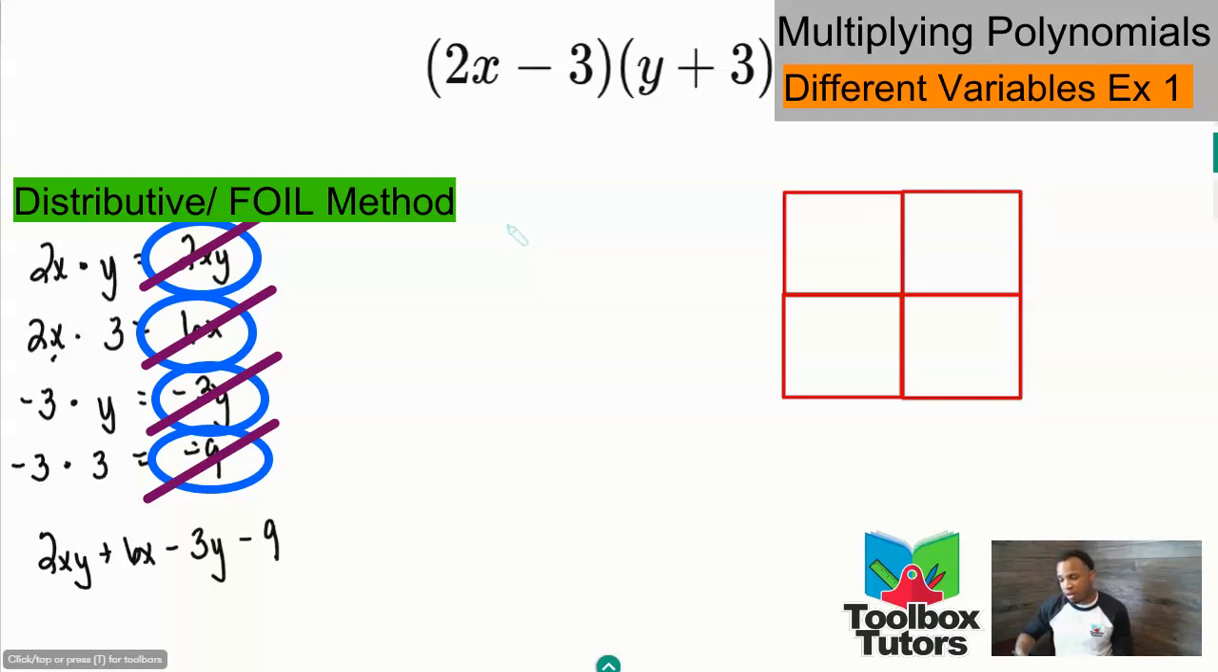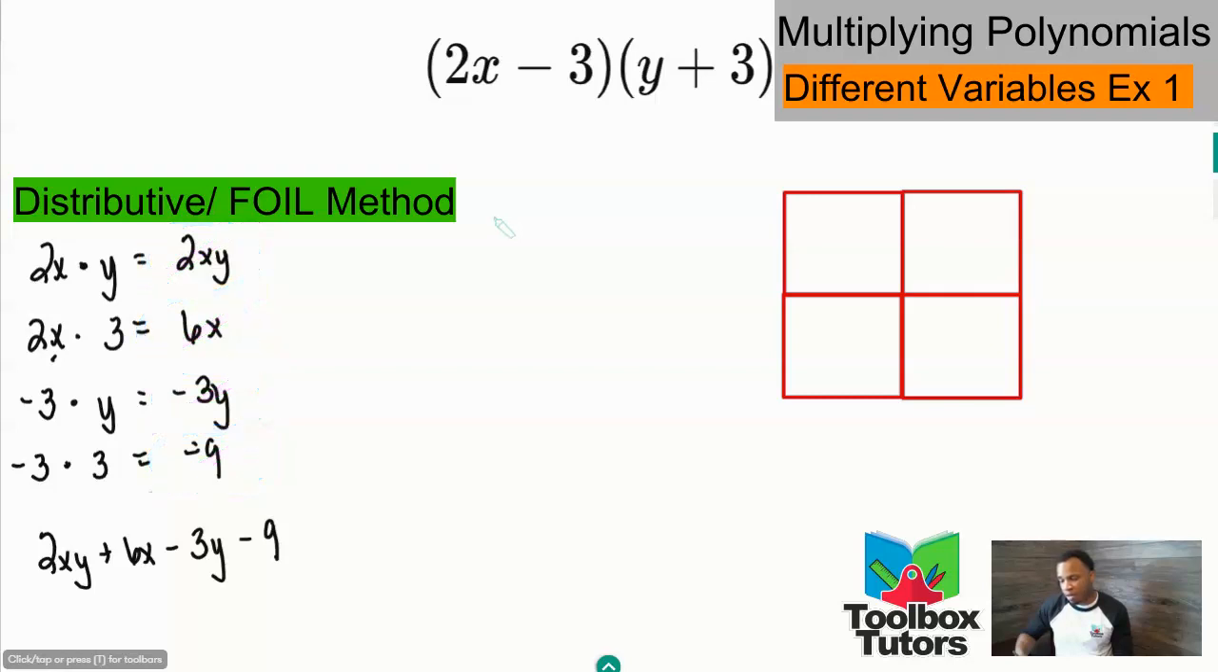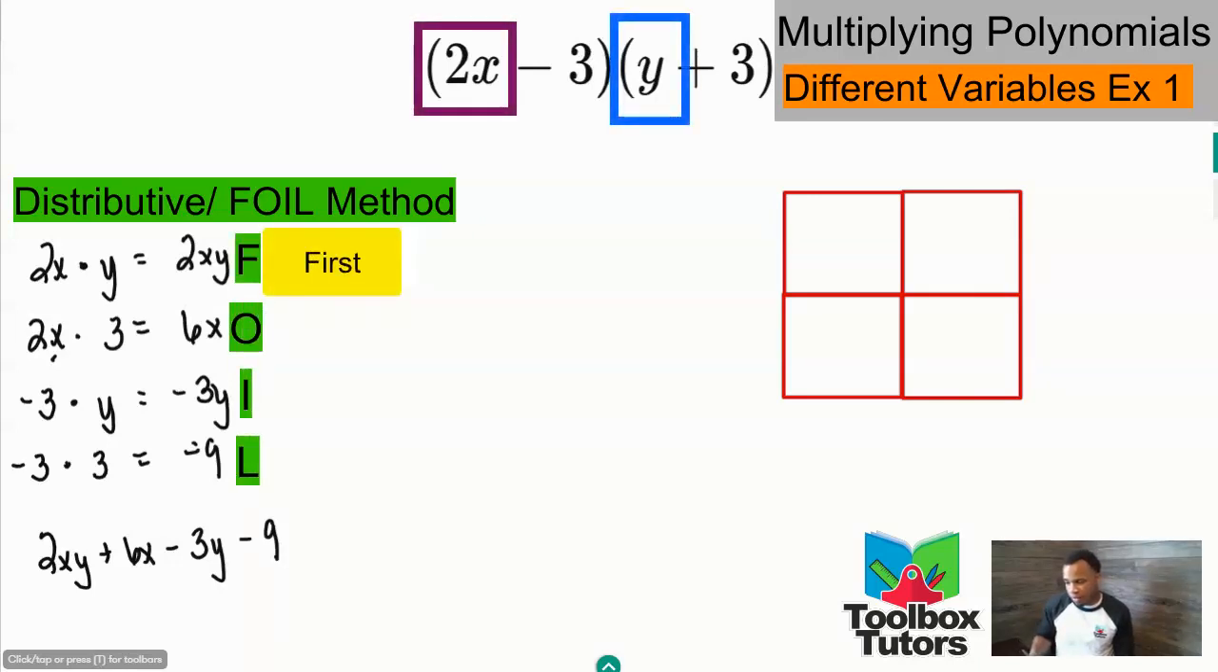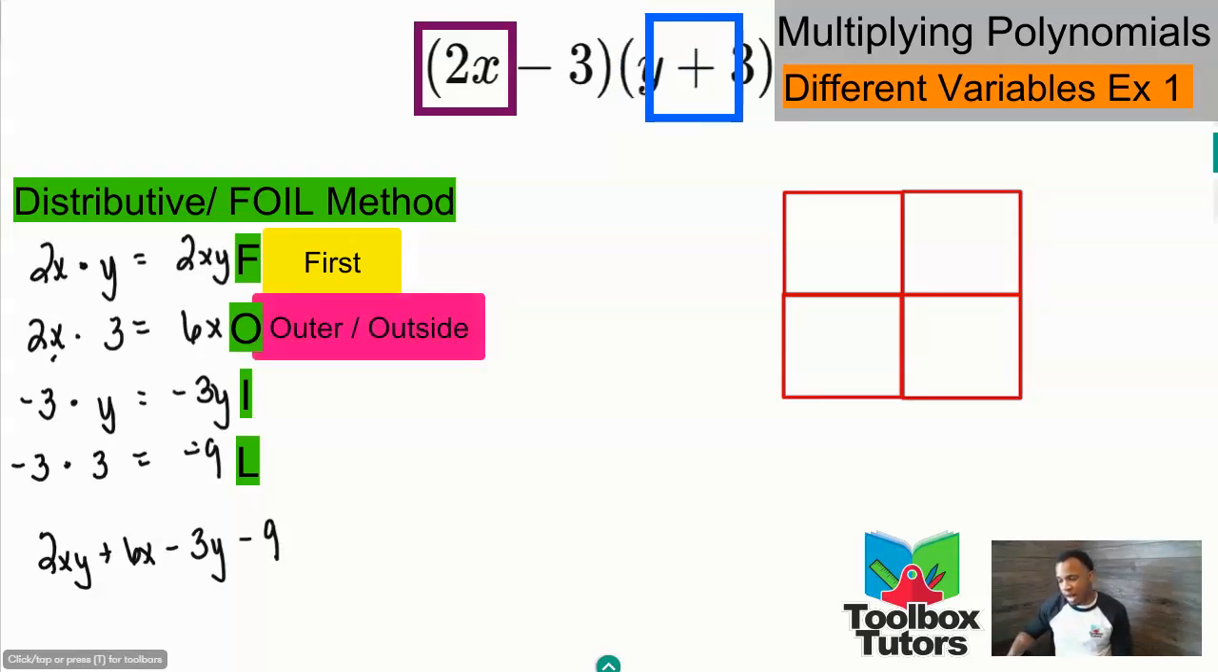Again, the reason that this is called the FOIL method is because FOIL is an acronym describing how we multiply the terms from these two binomials. So F stands for first, meaning we'll multiply the first term in each parentheses. O stands for outer, meaning we're going to multiply the two terms that are on the outside of these two parentheses. That would be 2x times 3.